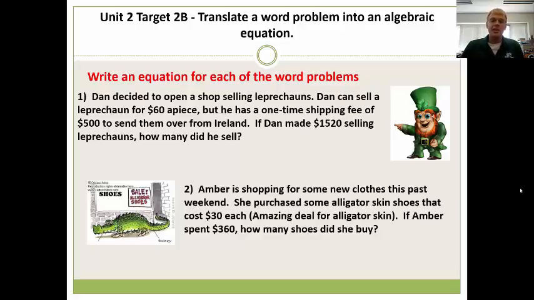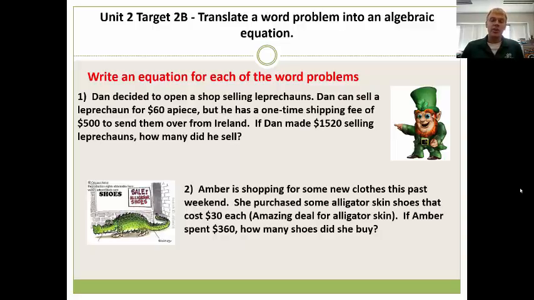So in the first one, we can see Dan started selling leprechauns. Right now, he can sell a leprechaun for $60 a piece. I know that sounds pretty cheap, but they're just not as nice and clean and friendly as you think they are. So that drives the price down a little bit. But it costs him a shipping fee of $500 to bring them over from Ireland. If he made a total of $1,520 selling the leprechauns, we want to know how many did he actually sell to get that amount.